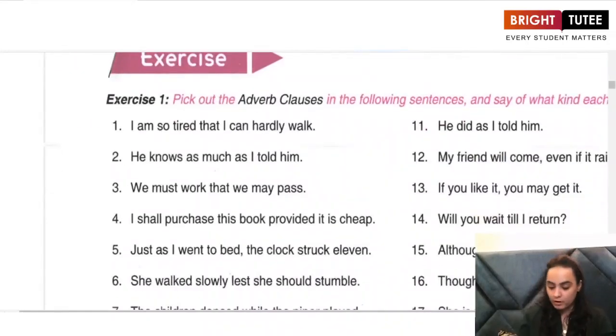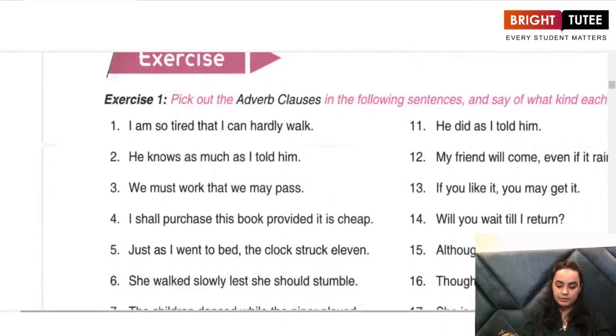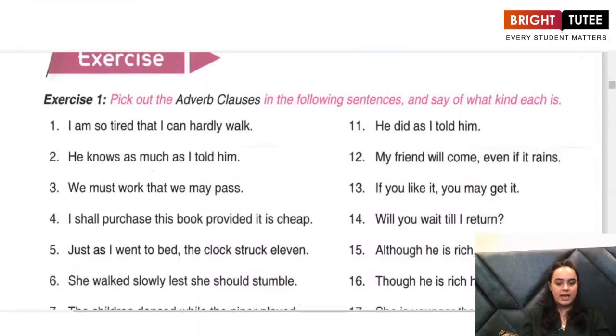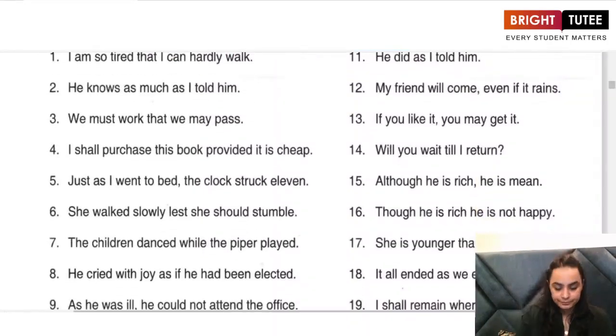Pick out the adverb clauses and state whether of which kind it is. Again, we'll do the first 10. I am so tired that I can hardly walk. So this is telling us about the result or the consequence of you being tired, that you can hardly walk. So this is the effect or the consequence.